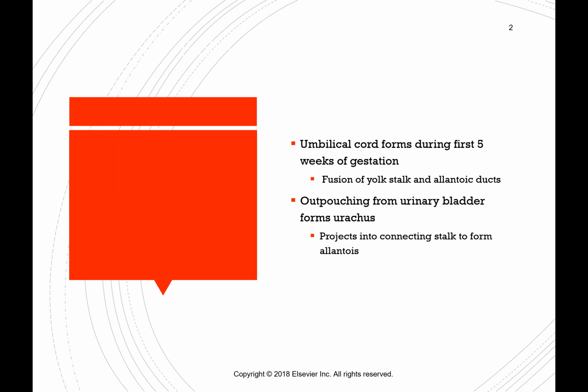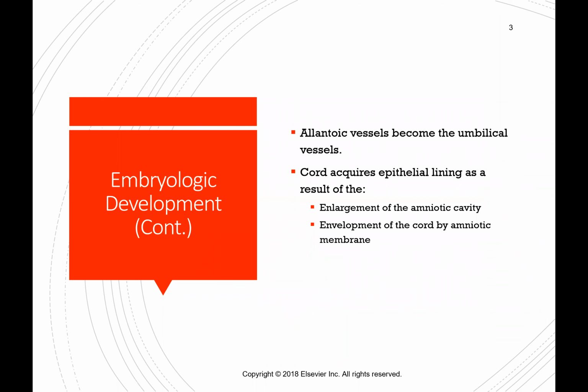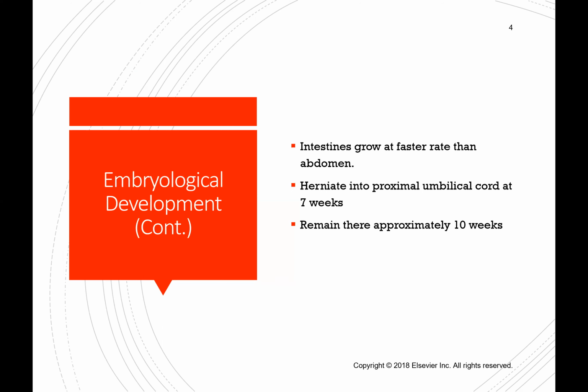It's so important because it's basically the bridge of the life source between the baby and the placenta. So the baby can't survive without the umbilical cord. The vessels become the umbilical vessels, and the cord acquires epithelial lining as a result. The amniotic cavity enlarges and the amniotic membrane envelops the cord. So what I want you to get out of that is that the cord develops very, very early, about 5 weeks gestation.